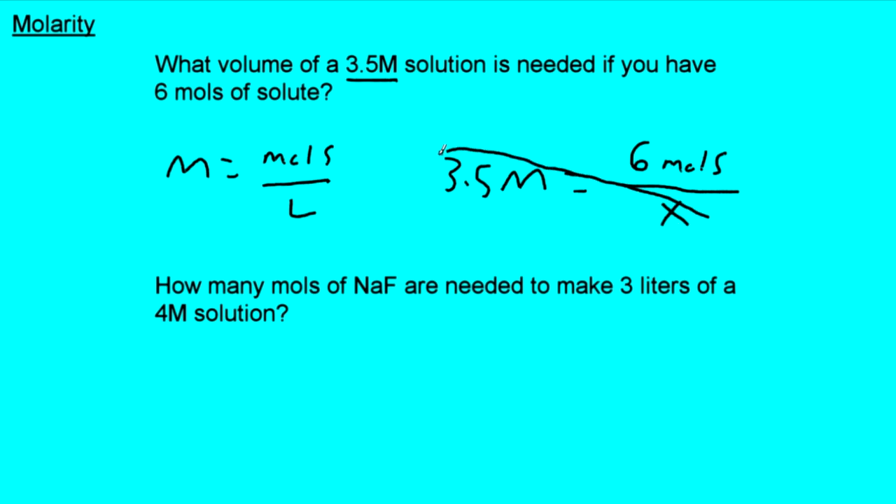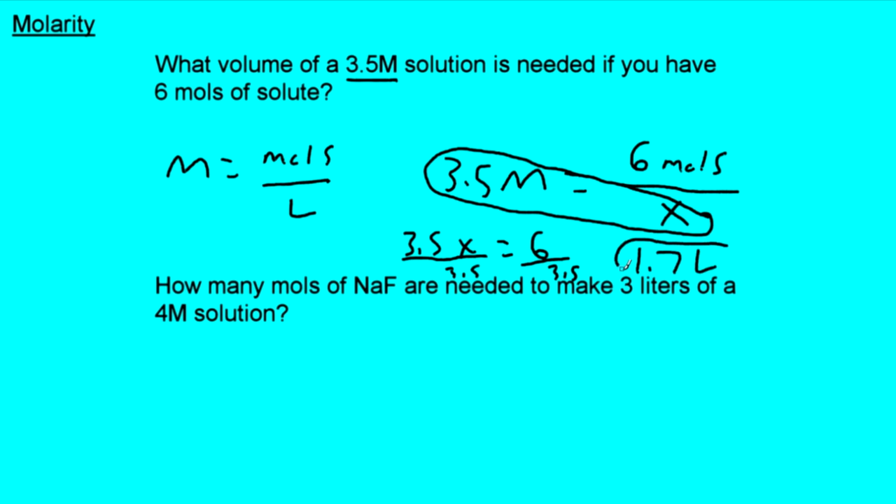So we're going to do this. So we're going to go 3.5x equals 6. We're going to divide both sides by 3.5. And we come up with 1.7 liters. This was asking us about volume. So there you go. So be aware, you may have to solve for volume too, so you just crisscross.